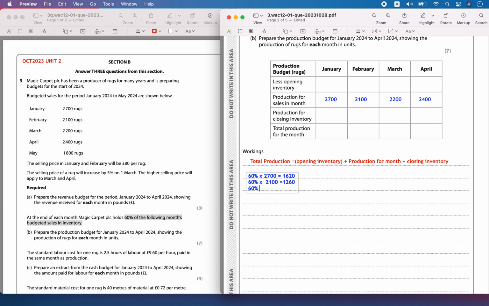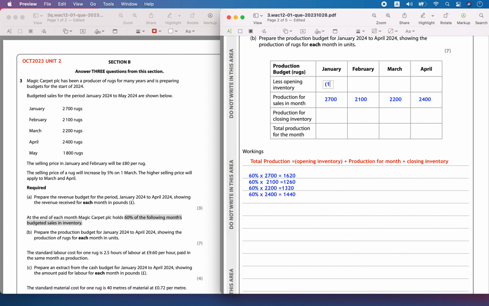Then 60% of 2200 is equal to 1320. Then you have 60% of 2400, so that's going to be equal to 1440. This is the amount they are going to hold. So for every month, we have to calculate this first. So now let's fill it up.